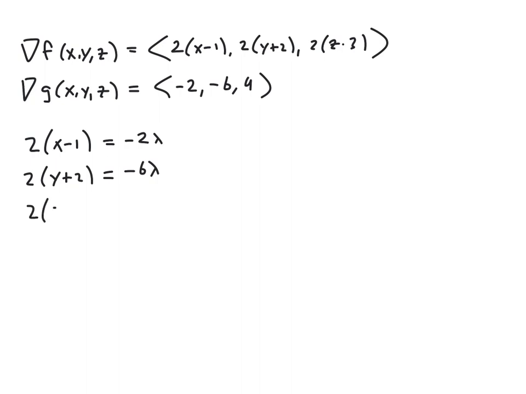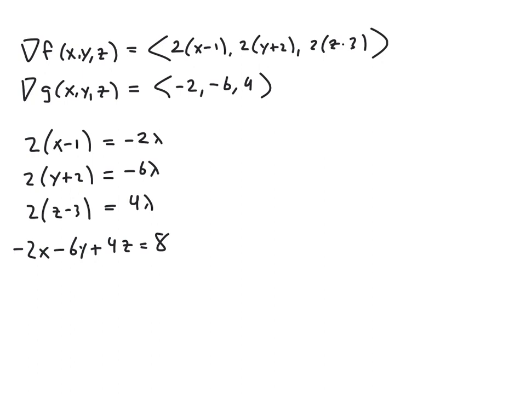And 2 times z minus 3 equals 4 lambda. Right? Subject to this constraint, negative 2x minus 6y plus 4z equals 8. So this is the system of equations that we need to solve in order to find the point on the plane closest to the point 1, negative 2, 3. We want to minimize that distance function.